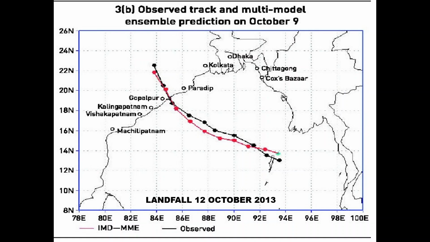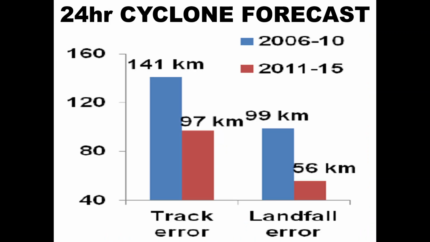And if you now look at all the forecasts made in the last 10 years, you see here that the error in the track is approximately now 97 kilometers. So it's better than what it was 10 years ago.